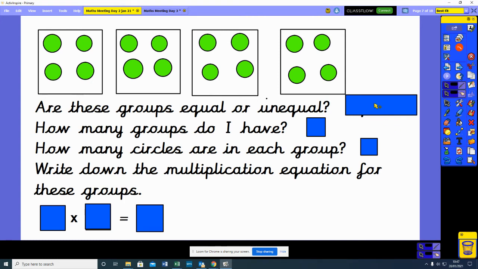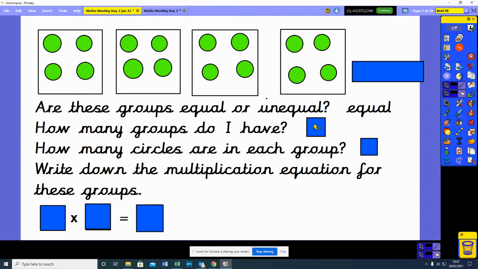Fantastic work, guys. So these groups are equal. They all look the same, and I have counted 1, 2, 3, 4. How many groups do I have? I have 1, 2, 3, 4. I have 4 groups. How many circles are in each group? There are 4 circles in each group. 1, 2, 3, 4. Excellent.